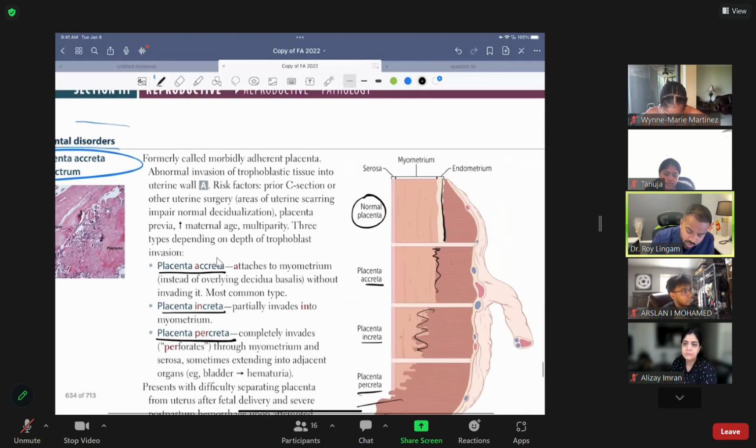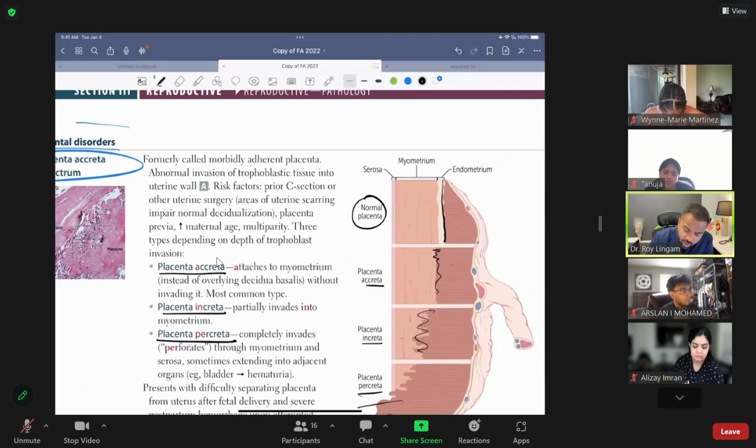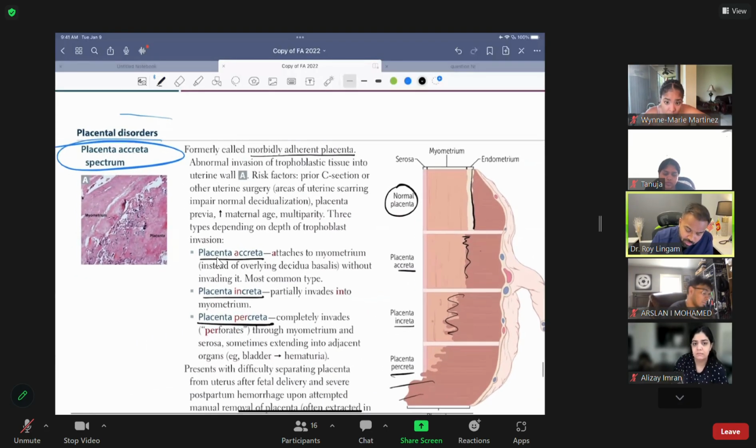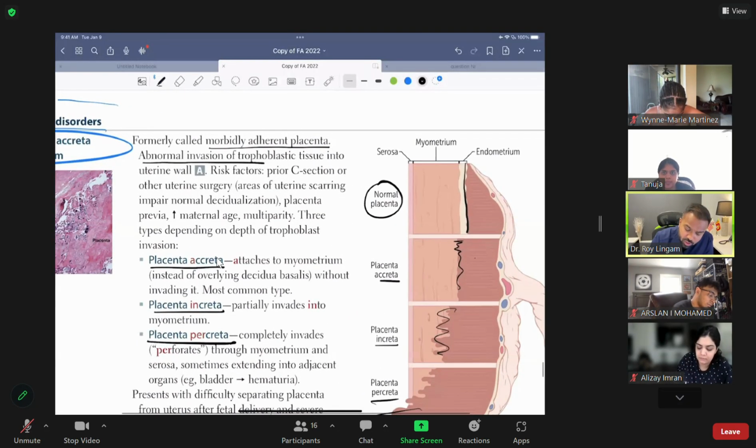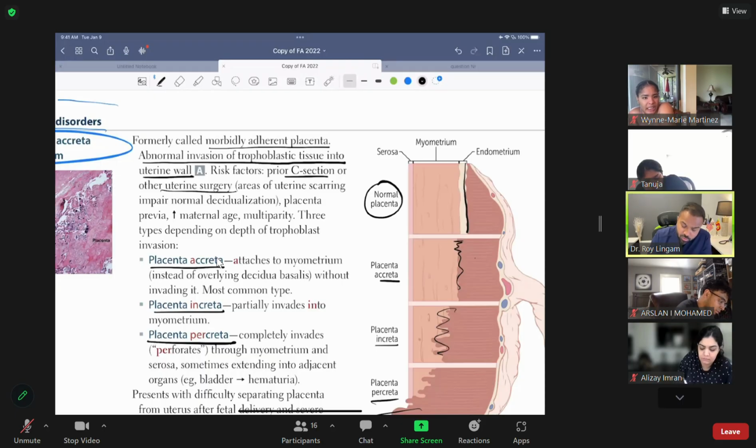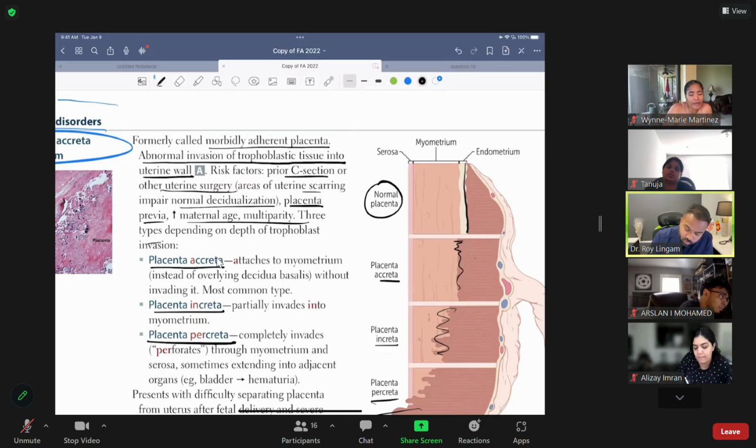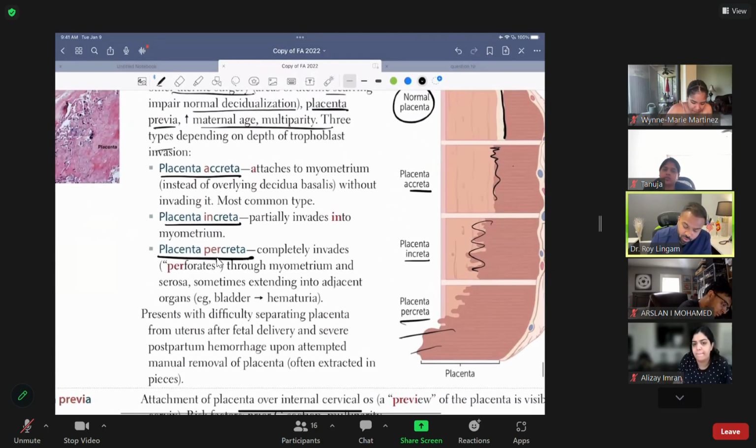So now if you see, it's formally called morbidly adherent placenta, or it's simply abnormal invasion of trophoblastic tissue into the uterine wall. Risk factors: prior C-section, some other uterine surgery, any of those. Uterine scarring or impaired normal decidualization. That's where they attach in the endometrium. Placenta previa, all these things can happen, folks. But what you want to pay attention to are those 3 things.